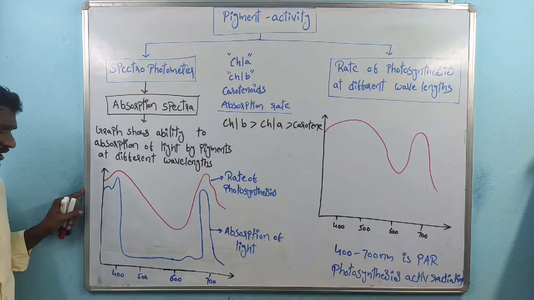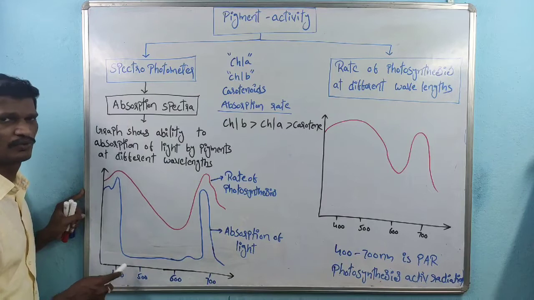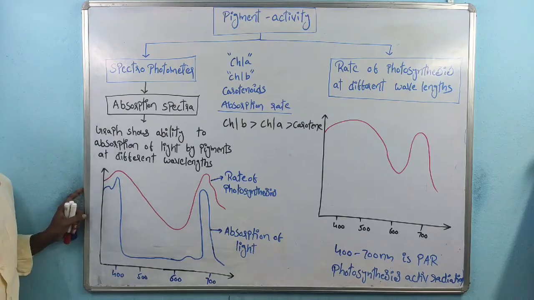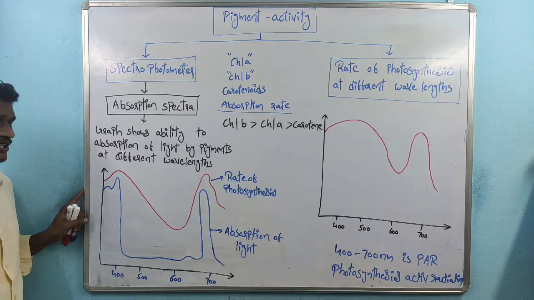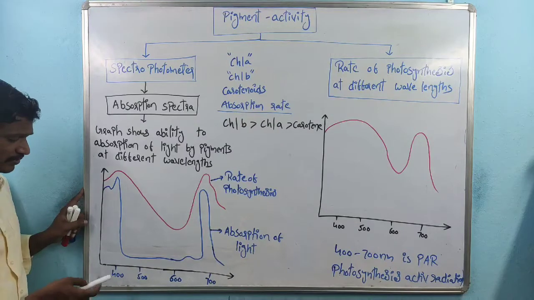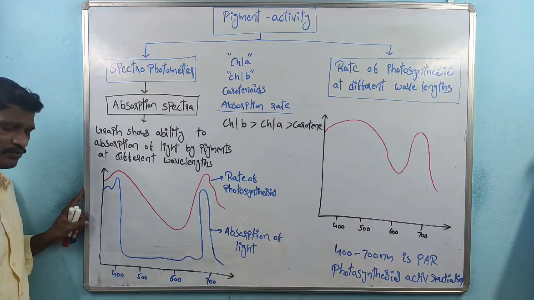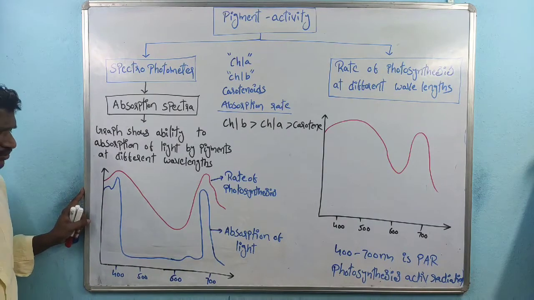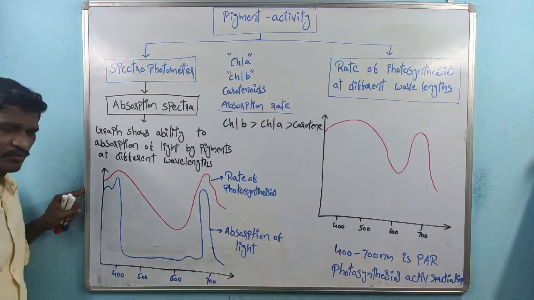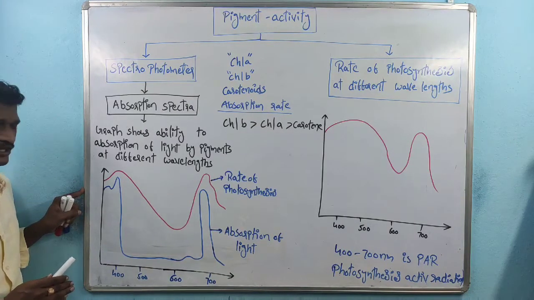So the maximum absorption is seen close to 400 nanometers. There is another maximum absorption at 700 nanometers, but between these two, the maximum rate of absorption is at 400 nanometers only. The remaining regions also show the graph, but those points do not form any high peaks for the absorption of light energy.